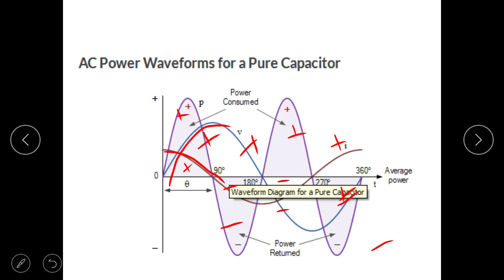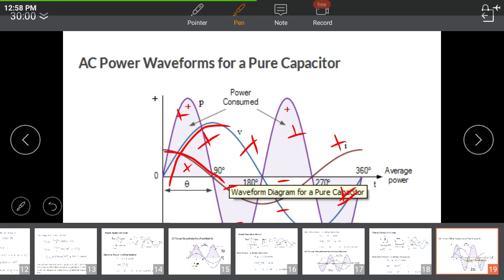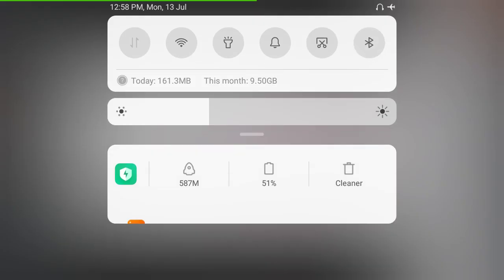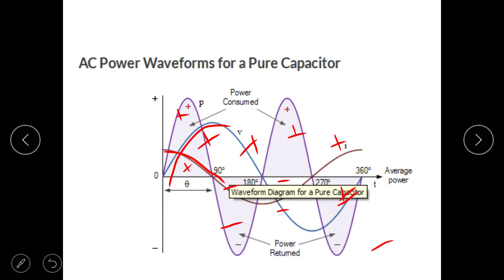So this is the waveform for the AC circuit. This is the representation of power in an AC circuit. In a DC circuit, power is simply the product of voltage and current, but in an AC circuit, elements may be a pure resistive circuit, pure inductive circuit, pure capacitive circuit, RL circuit, or maybe an RLC circuit.